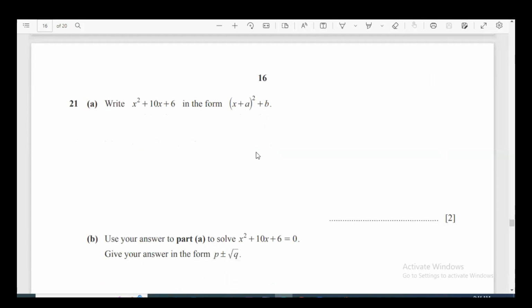So let's start here. I have uploaded a complete lesson on how to express a quadratic expression in completing square form. Now I'm going to start to explain question number 21 here. First, we have to write this expression x square plus 10x plus 6 as an identity.